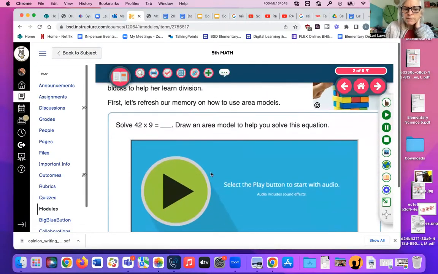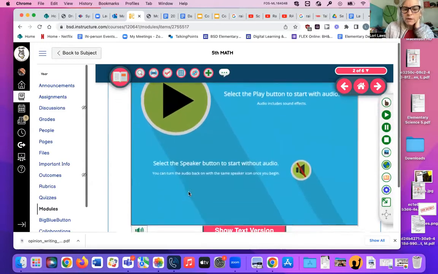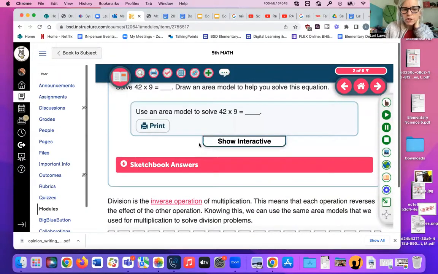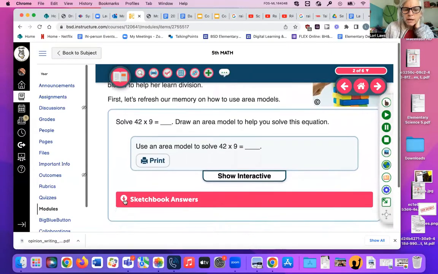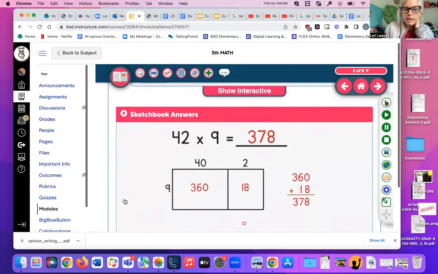It's just backwards. So here they say solve 42 by 9, draw an area model to help you solve the equation. I'm just going to go to the text version. So here they said use an area model to solve 42 by 9. And they said, here's the solution using math. And then here's the area model. If I split the 42 into 40 and 2, and I say, well, 4 times 9 is 36. So 40 times 9 is 360. And 2 times 9 is 18.